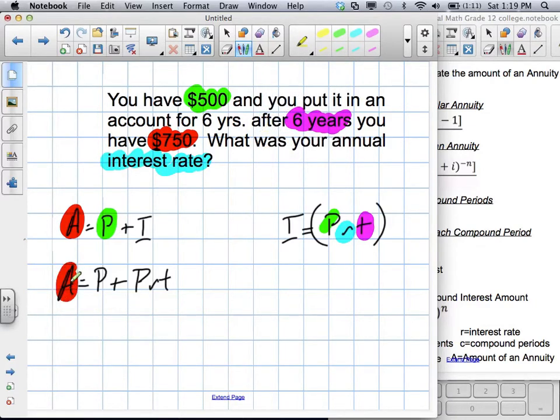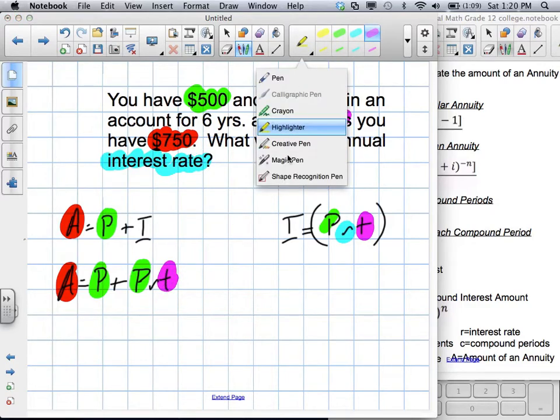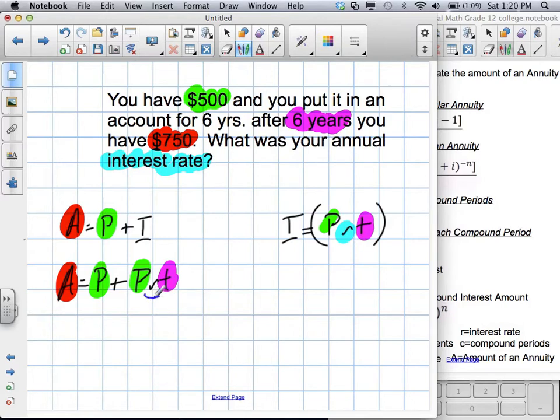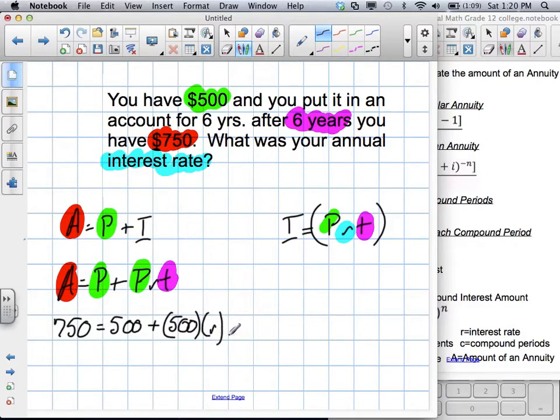We have an amount. We have the principal, right? It's $500. And we have the time. Well, now we can isolate for our R. We have all this information, so let's plug our information in. Our total amount is $750, which is equal to the principal, 500, plus 500 times R times how many years? 6. Right? My goal now is to isolate R.